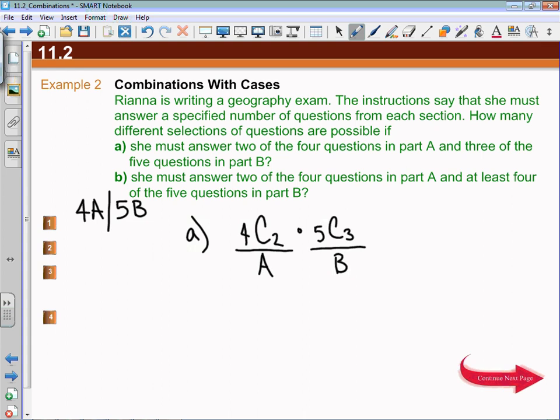One of the things that I think is important to talk about at this point is that if you do have your calculator, I encourage you to check that 5 choose 3 is the same thing as 5 choose 2. The logic behind that is when I'm selecting the 3 questions to answer in part B, I'm effectively also selecting the 2 questions not to answer. There's a particular formula that comes up with combinations: n choose r is always equal to n choose n minus r.